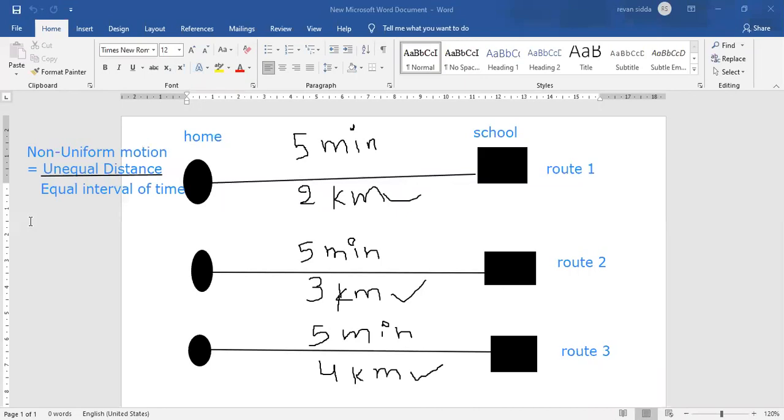Understood? So the definition is: if an object covers unequal distance in equal interval of time, then the motion of the object is called non-uniform motion. Remember this one. I think everyone understood about uniform motion and non-uniform motion, right?